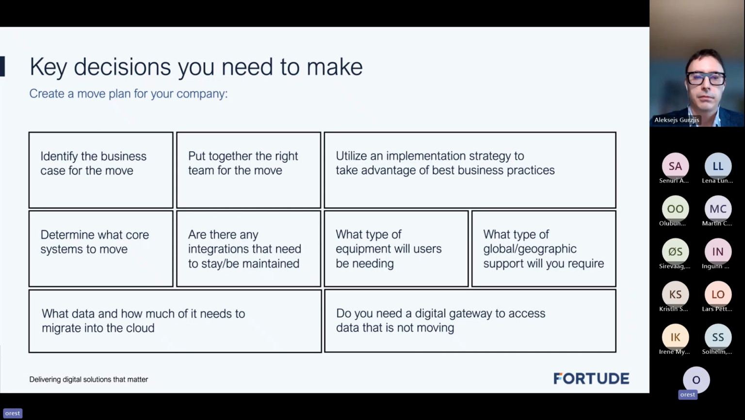So, key decisions that you need to make in a day-to-day kind of flow. You need to identify business cases for the move itself. One factor is putting together the right team for the move, with the product specialists that are needed across your own customer enterprise to handle the day-to-day work, along with being able to implement and create the strategy for going with the new solution itself.